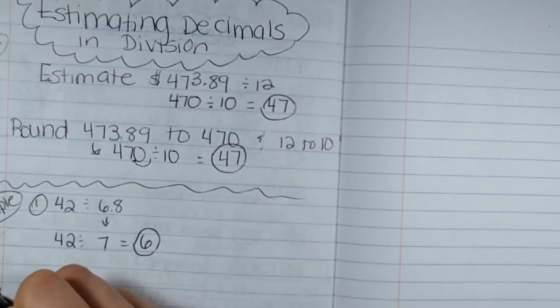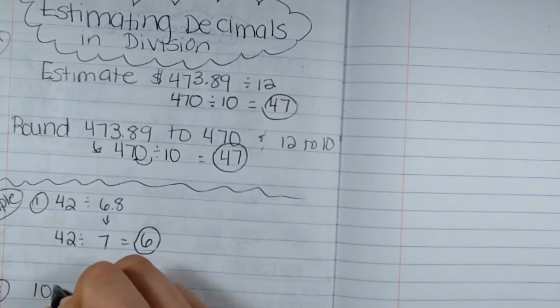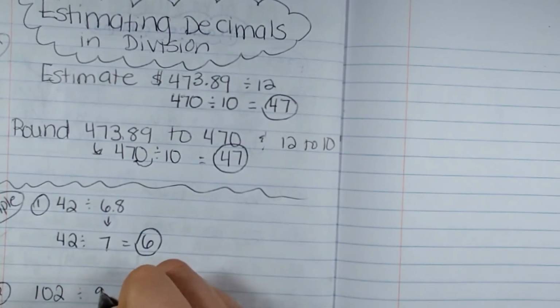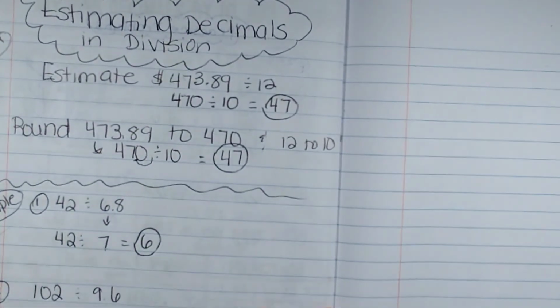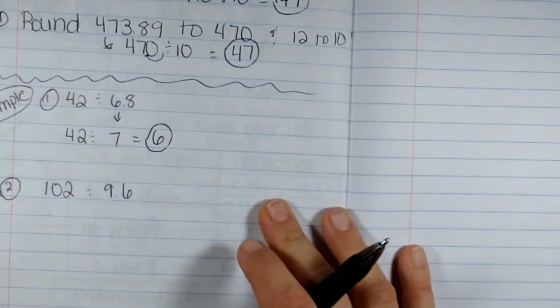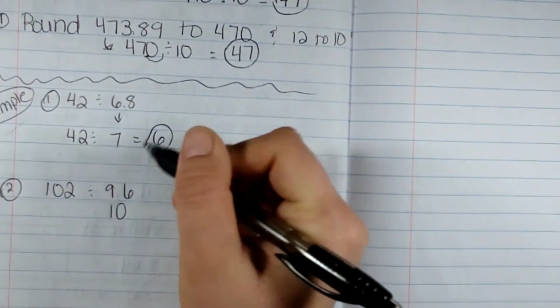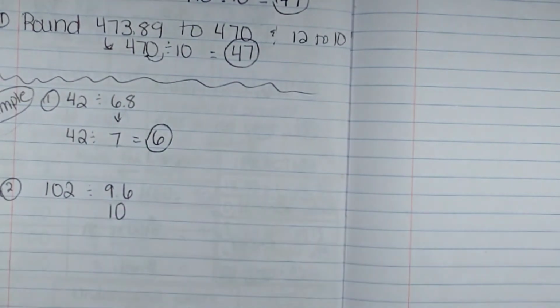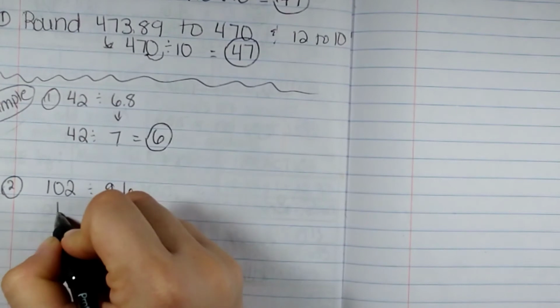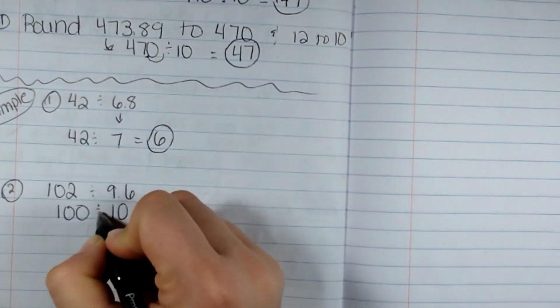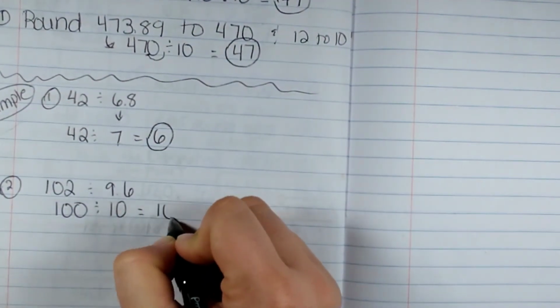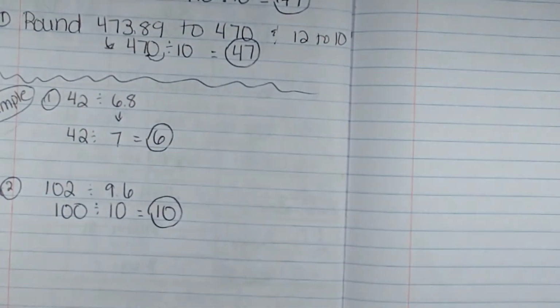All right, my second example will be 102 divided by 9.6. Let's see here. I'm going to round this to 10. Well, I can't do 102 divided by 10 evenly. So if I make this 100, which is close to 102, I can do that. That would be 10. That would work out evenly.